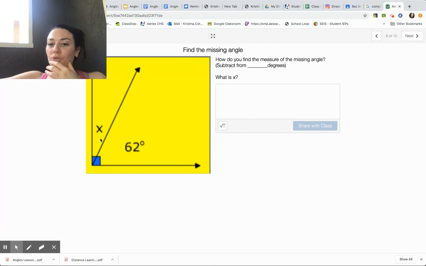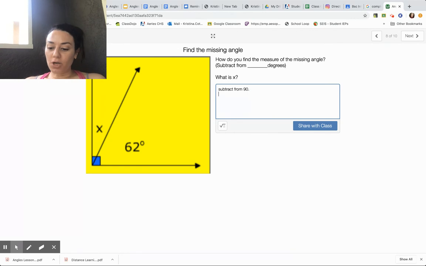We need to subtract from what? So we've got to do some subtraction here, because again, subtraction is the opposite of addition. So we could subtract from, how many degrees do they add up to be? Okay, we subtract from 90. So essentially what we're saying is something like this: x plus 62 degrees equals 90.